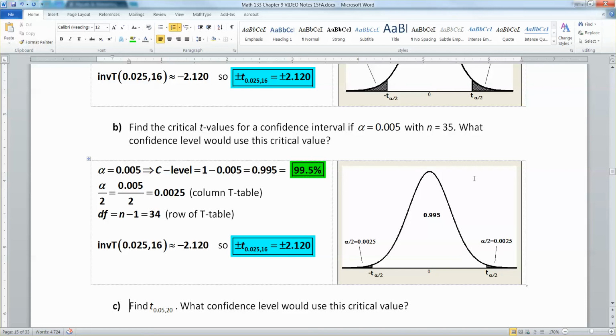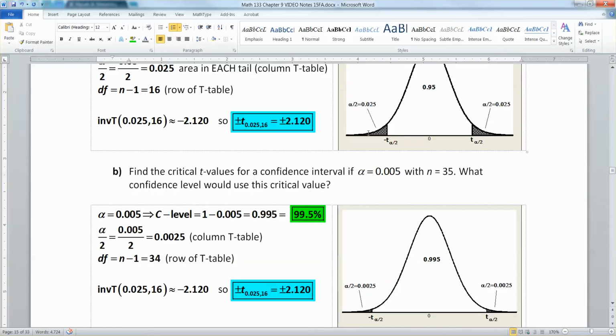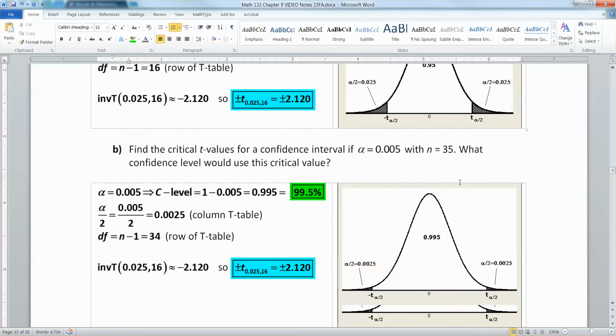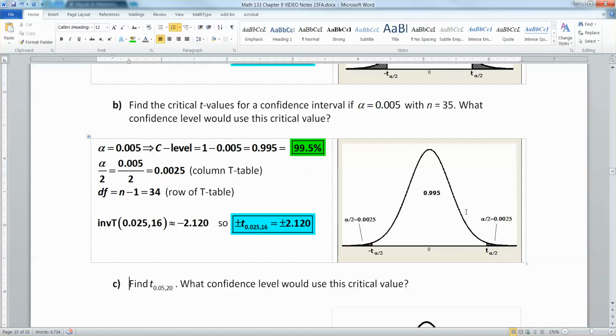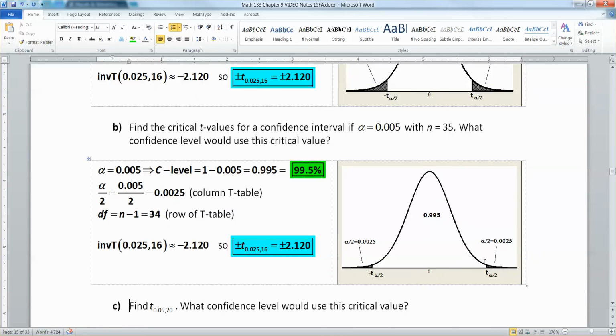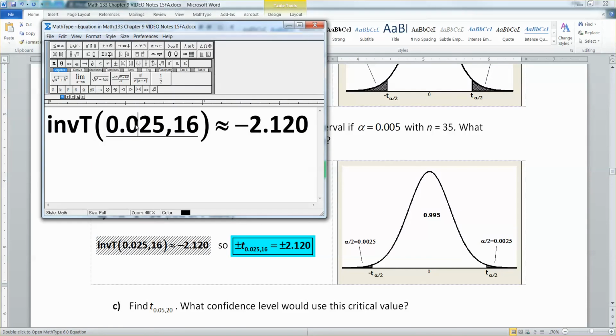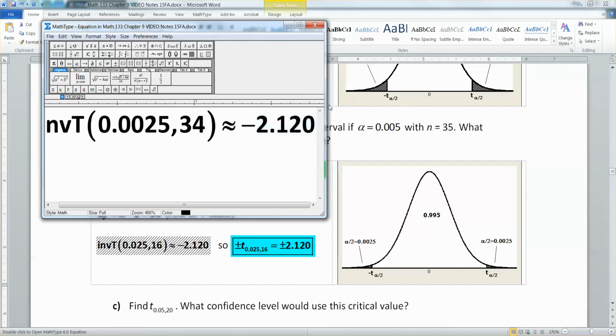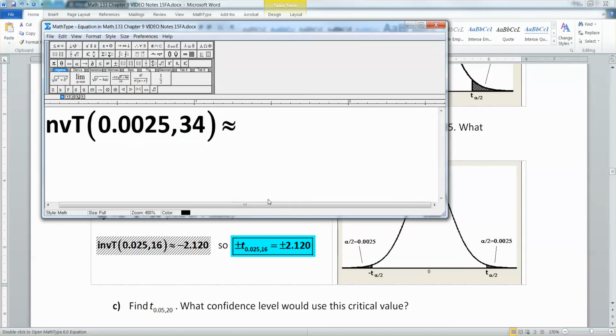And actually it's a slightly different curve if you'll notice because the one up above has 16 for degrees of freedom and the one down here has 34 for degrees of freedom. So notice how the tails are a little bit smaller. Like we said earlier, the larger your degrees of freedom, the more like a normal curve it gets. All right, so when I go to inverse t, I'm going to want to type 0.0025 because that's the area in my tail. My degrees of freedom is 34 now, it's not 16. And I don't know what this is, but I will find it.